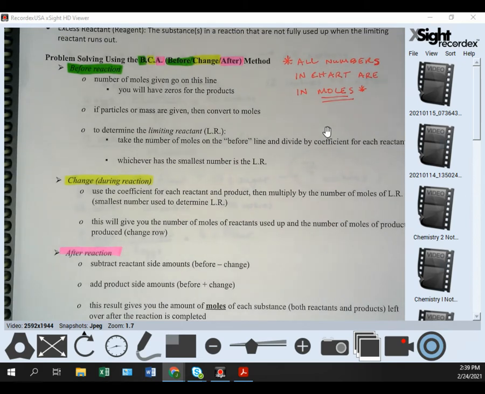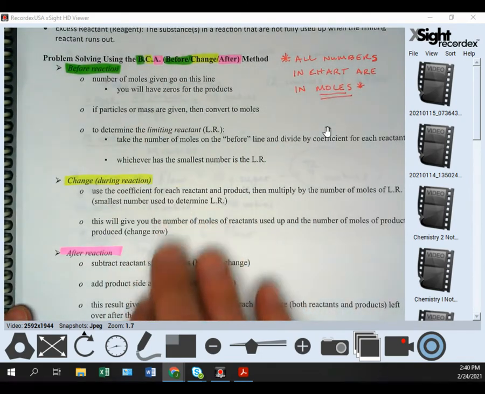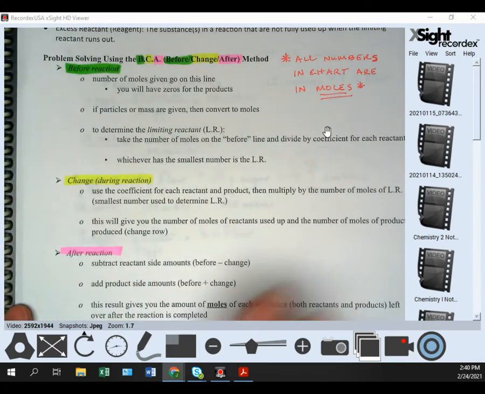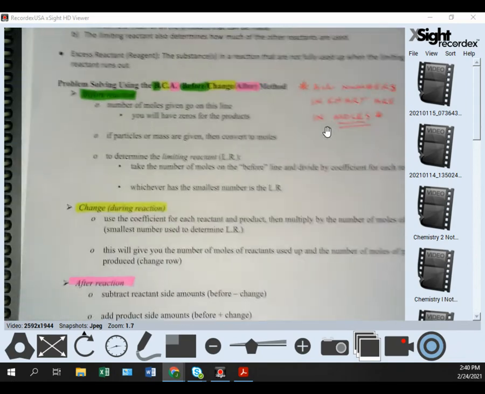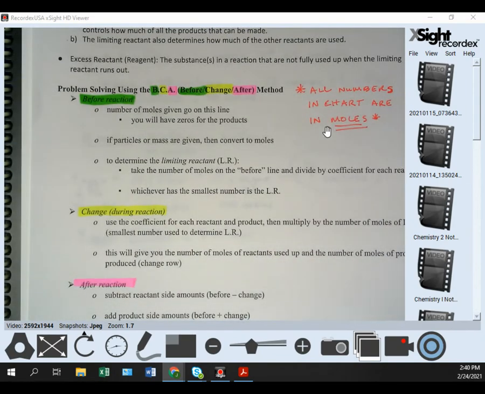If they're not in moles, then you need to convert them to moles. It's super, super important. All right. So this walks through each part of the chart, what you would need to do. The easiest way for me to do this is to walk through an example with you.